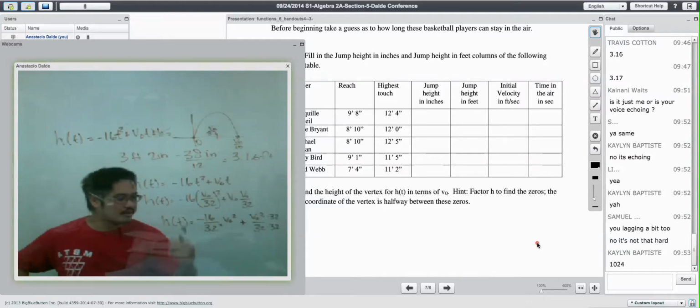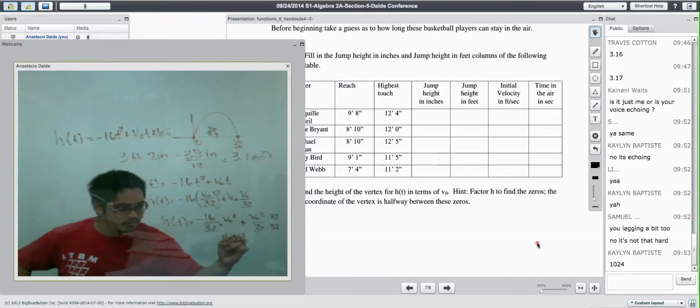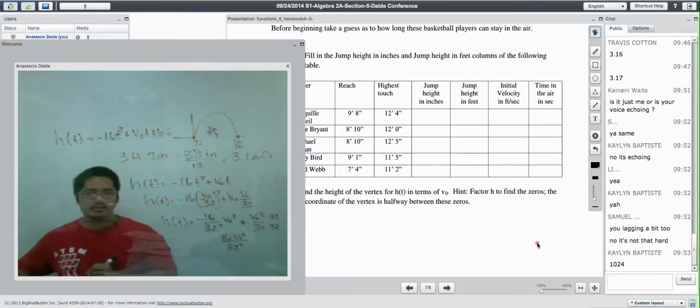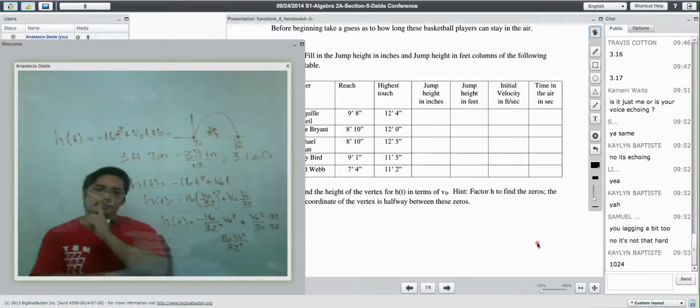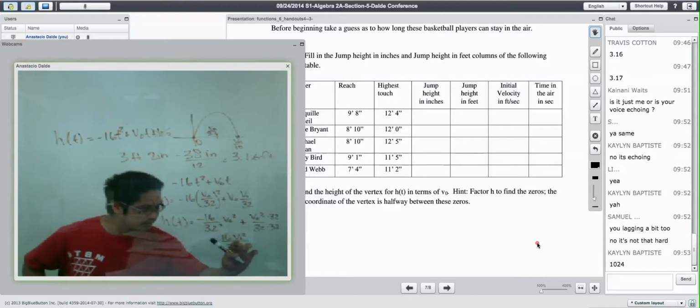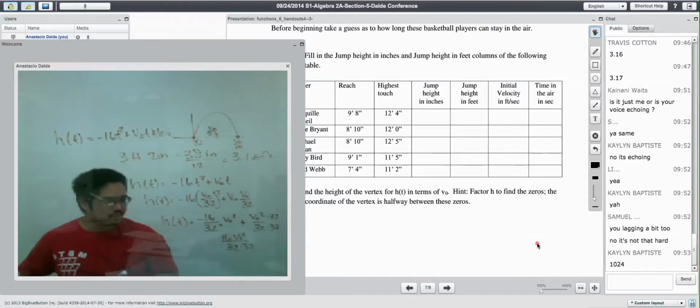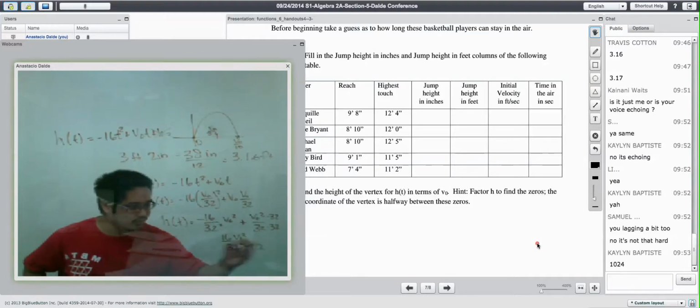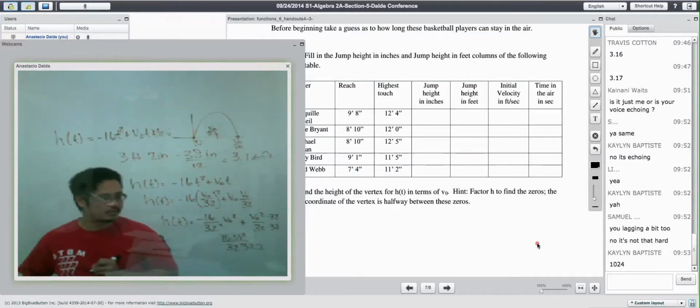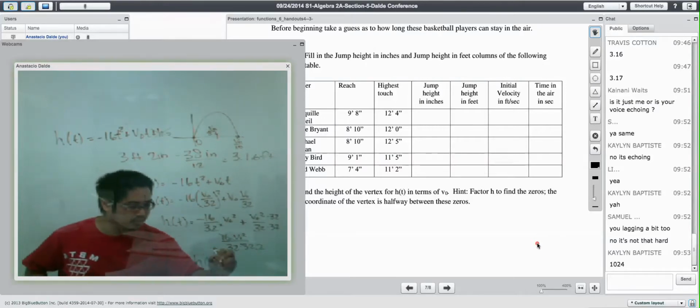So really what I'm dealing with here is negative 16 plus 32, which gives me positive 16 over 32 squared. Cool? And then I think I can play with this a little bit and make this a 2 down here and cross that out. I can kind of reduce fractions. So I end up getting h of t, my height, is equal to v naught squared over 64.